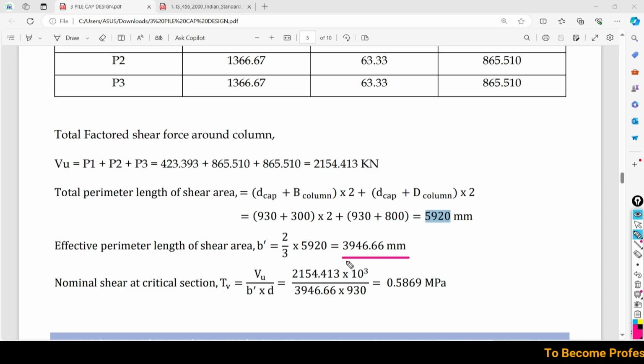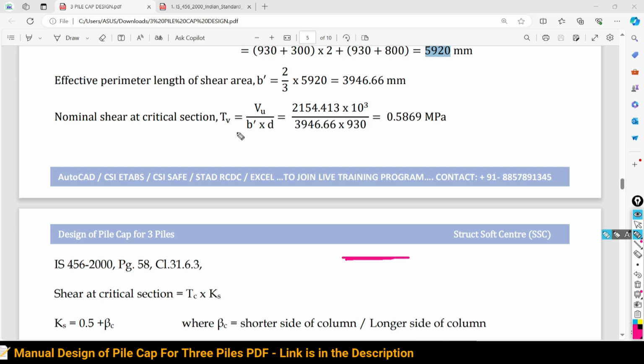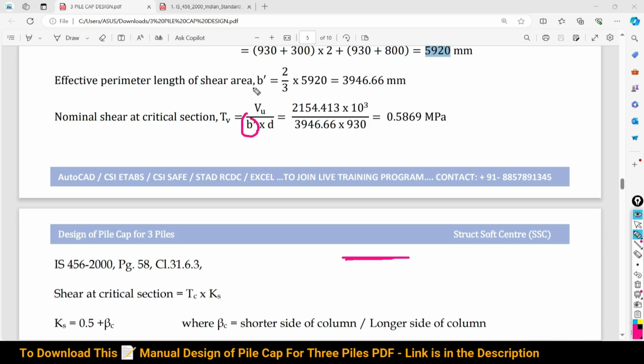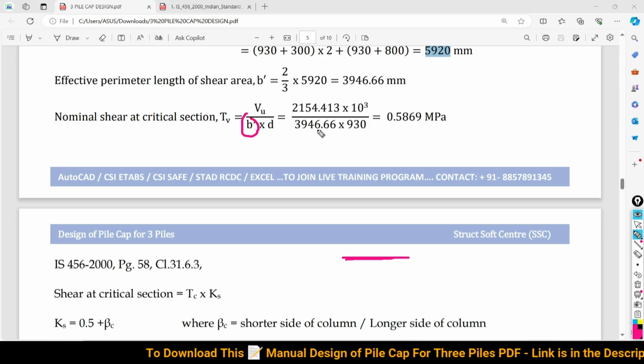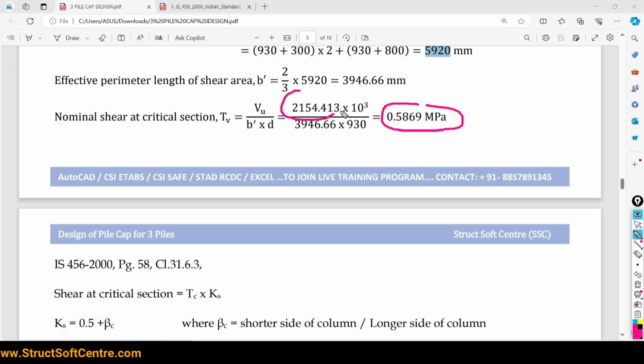3946.66 mm. Now, how much nominal shear is going to be developed at the critical section due to the total shear force coming as 2154.413 × 10^3, divided by the effective perimeter length of the shear area, 3946.66, multiplied by the effective depth of the pile cap. So it is giving the nominal shear as 0.5869. This is the shear which is going to be developed at the critical section due to this shear force.